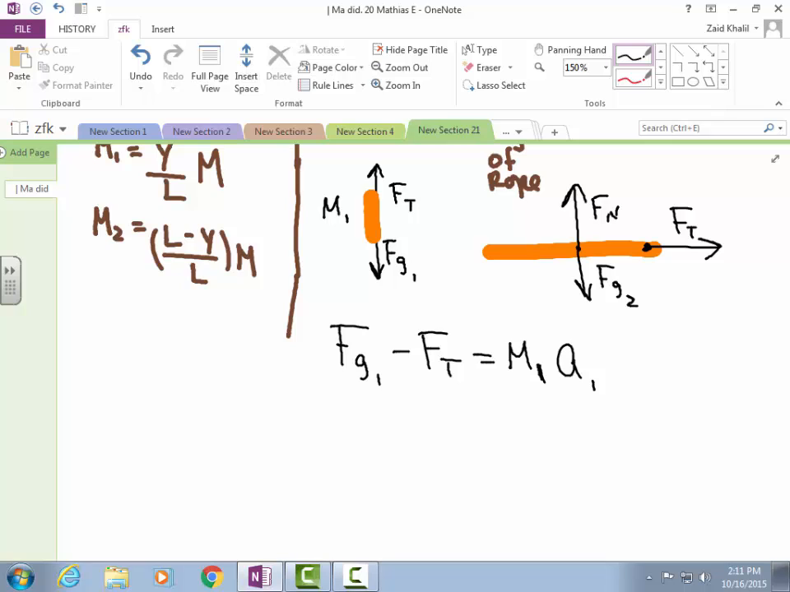that's totally separate. Now we do net force on M2. What do we have?